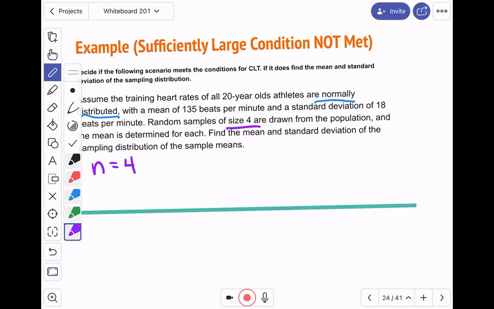Now, here's what I want to do. When I get an n, I want my n to be bigger than 30. Is this n bigger than 30? Yes or no? No. Because it's not bigger than 30, right now I cannot use the central limit theorem.